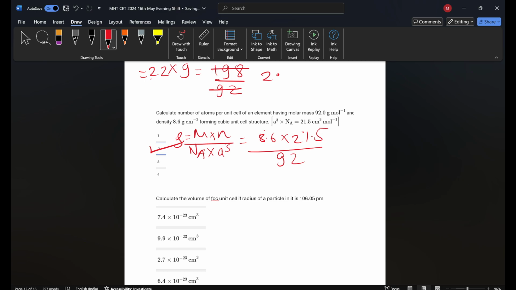You can't do it like 8.6, and then find and divide it by 92. No. Simply round it to a whole number. Ideally you can also do it as 20 into 9. You can do this also. It will be 180, so 180 by 92. Again, you will get 2 point something, and again this trick would work.